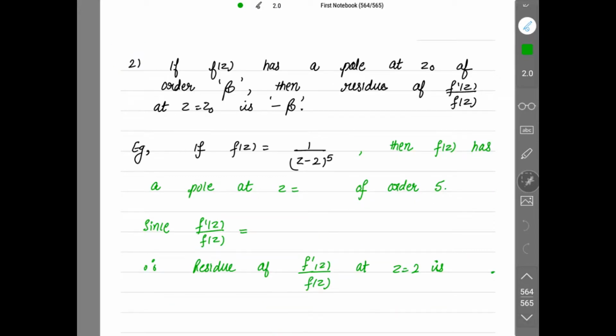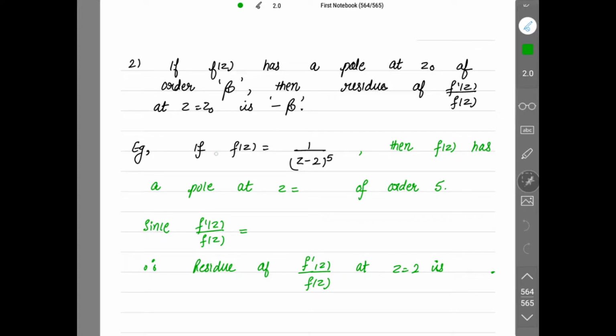Now the second remark, this is very important. If f(z) has a pole at z0 of order beta, then the residue of f'(z)/f(z) at z equal to z0 is minus beta. When we are talking about the multiplicity, the answer of residue is the same. When we talk about the order, that is beta, then the residue will be the negative of that order.